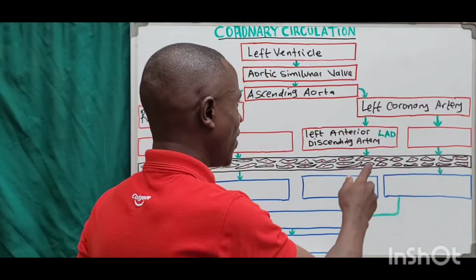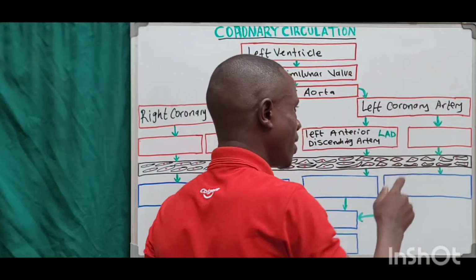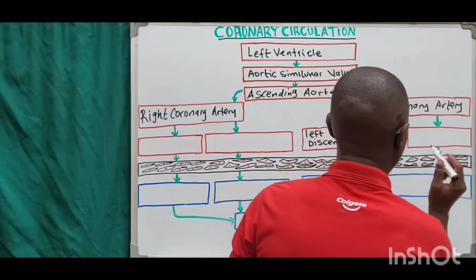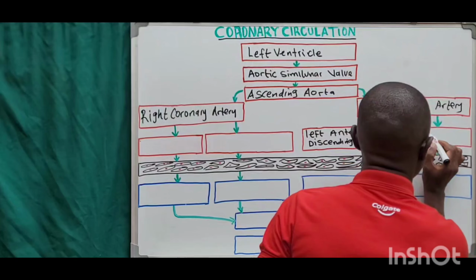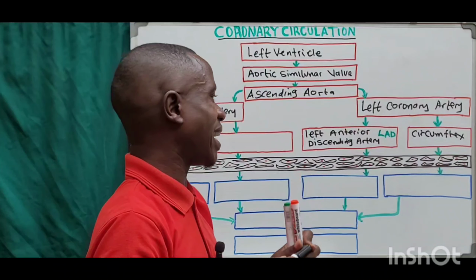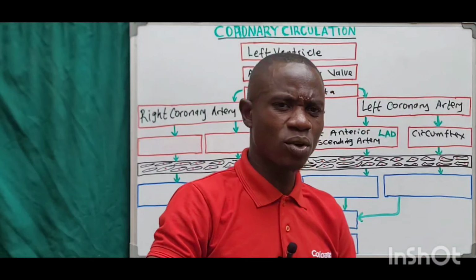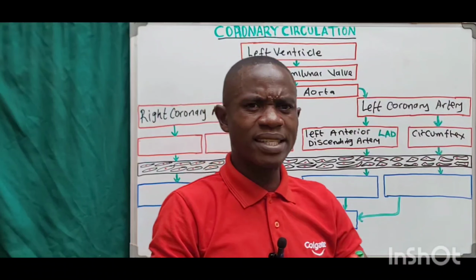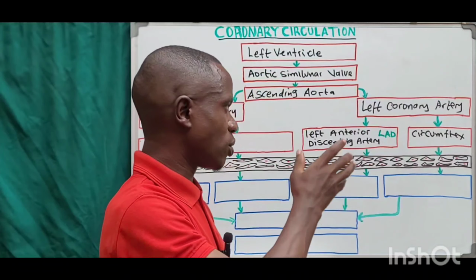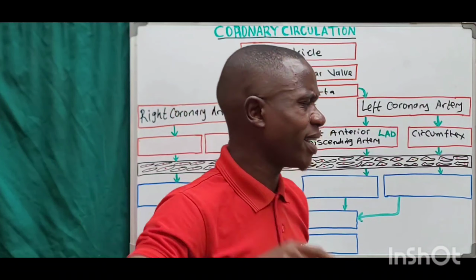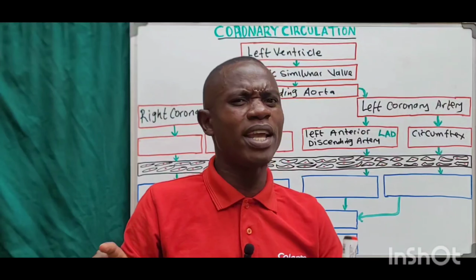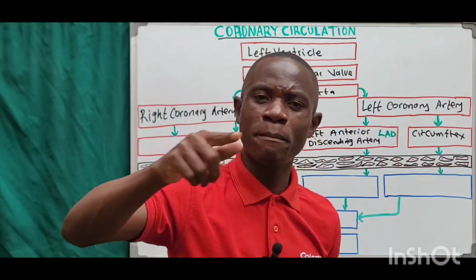Okay. And then the other branch of the left coronary artery is the circumflex artery. Now, this circumflex artery also supplies a little part of the left atrium, and also some part of the left ventricle. What is very unique is that the circumflex artery also gives off a very small minor artery, which we call the left marginal artery.